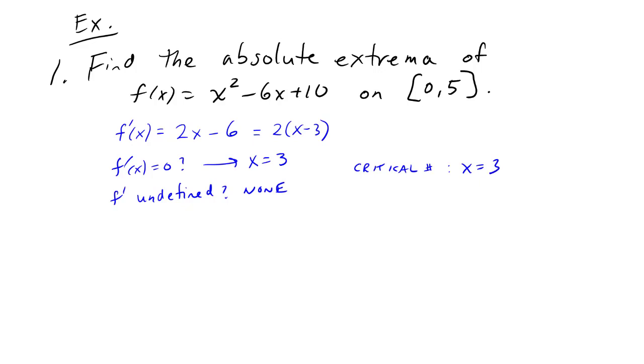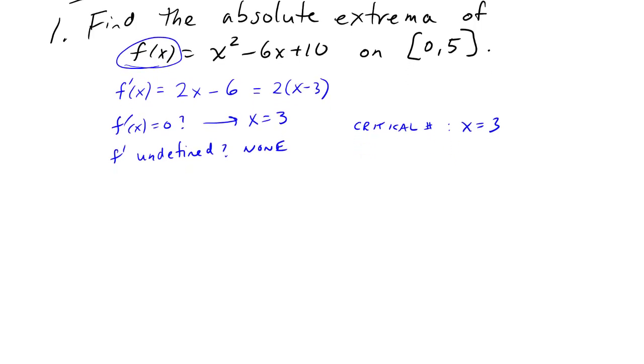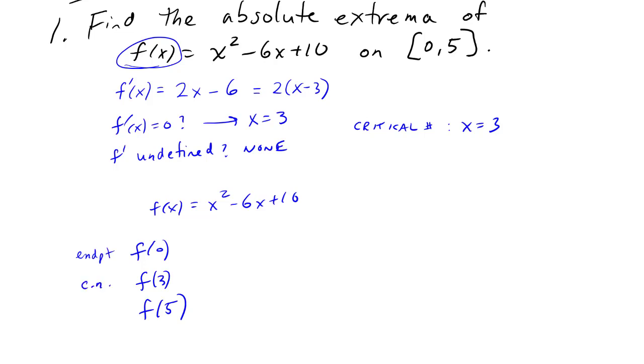Okay, so that means that we have only the critical number x equals 3. So what I'm then going to do is evaluate the original function, because that's what we're finding the extrema of. So I'm going to take the original function, f of x equals x squared minus 6x plus 10. I'm going to evaluate it at 0, at 3, and at 5. I'm doing it at 0 because that was an endpoint. I'm doing it at 3 because that was a critical number. And again at 5, that was an endpoint. So these are all places that I have to consider.